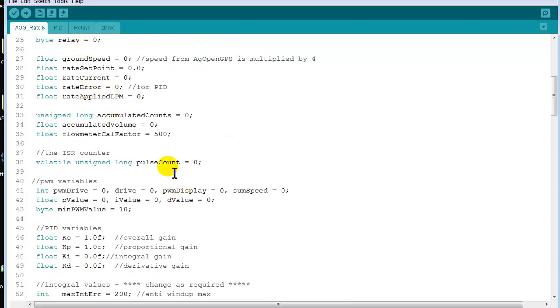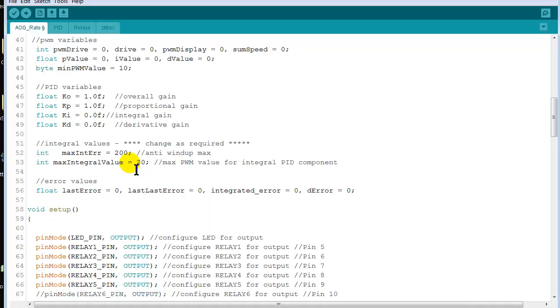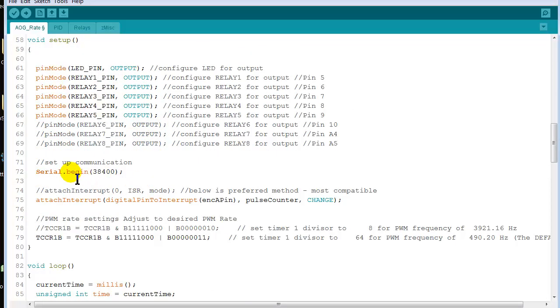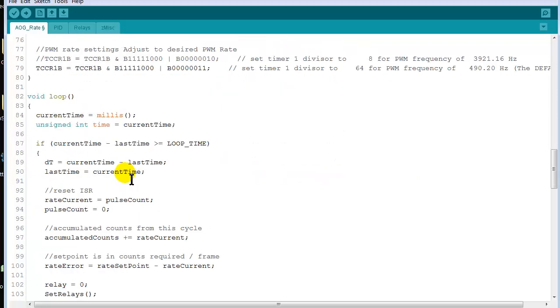You have your ground speeds and all basic variables, and I have a volatile unsigned long as my pulse counter. You want to use volatile because it doesn't store it in computer registers. It stores it directly in memory, so there is no delay. Just the basic PID variables. Set up your pins. Set up the communication to AgOpen GPS. Attach interrupt using pulse counter, that volatile integer or long, and a change on the encoder.